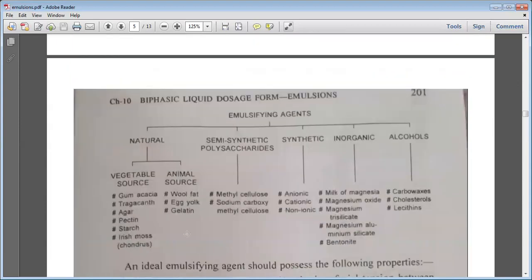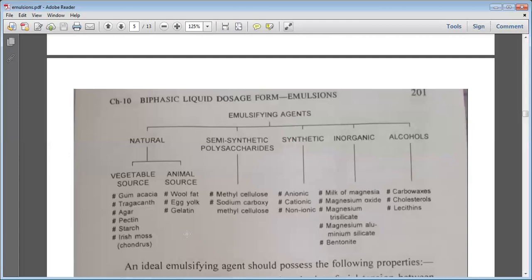Now if you see the classification of emulsifying agents. As I told you, emulsifying agents are the third substances added into the emulsions, and these are also called emulgents or emulsifiers. These emulsifying agents protect the dispersed globules in the continuous phase in order to form stable emulsions. They are classified into natural substances obtained from natural sources, and emulsifying agents obtained from semi-synthetic sources, synthetic sources, inorganic sources, and alcohols.